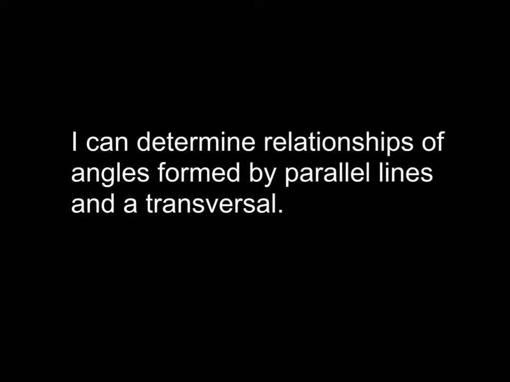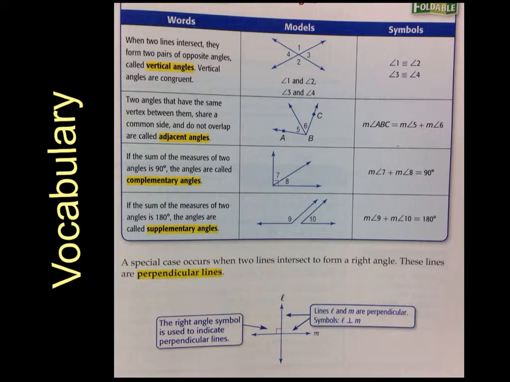Today's learning target is I can determine relationships of angles formed by parallel lines and a transversal. This is going to be the first lesson in our geometry unit, and you're going to find that there's going to be quite a bit of vocabulary.